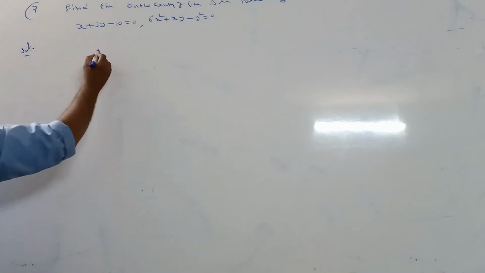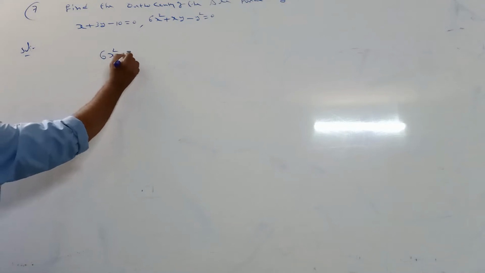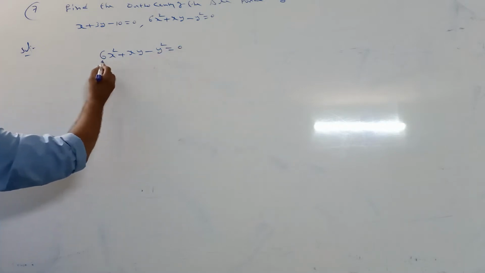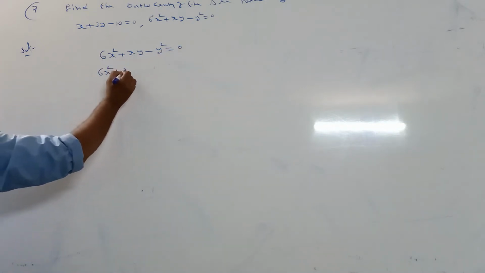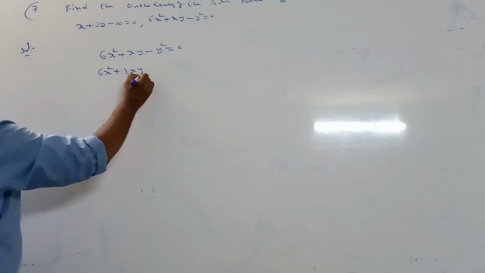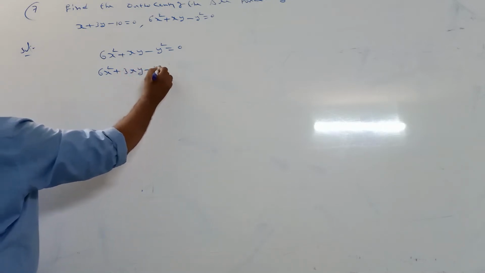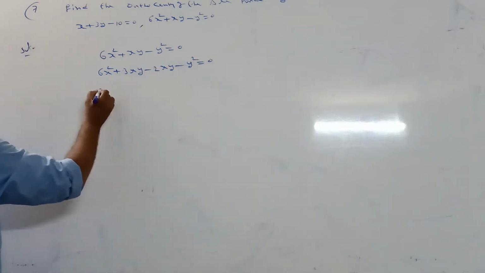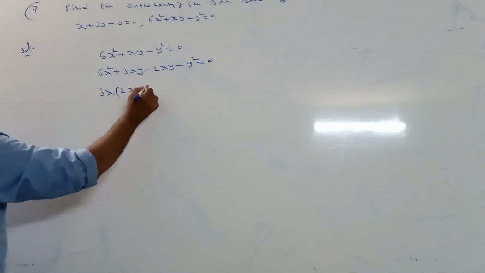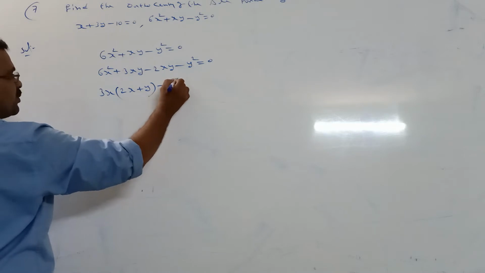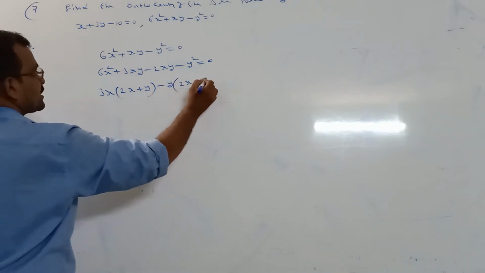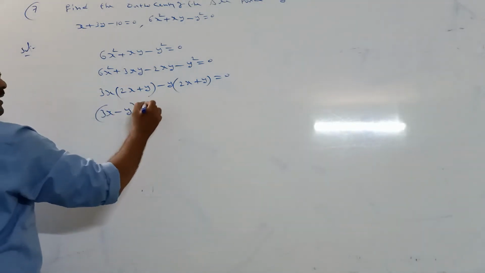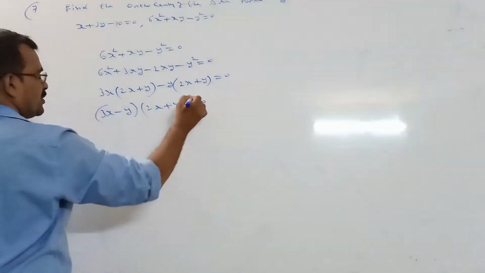So I should find the factors of the given pair of lines: 6x square plus xy minus y square equal to 0. Split the middle term: 3xy minus 2xy minus y square equal to 0. So 3x is common, 2x plus y. Here minus y is common, 2x plus y equal to 0. So the pair of lines are 3x minus y and 2x plus y equal to 0.